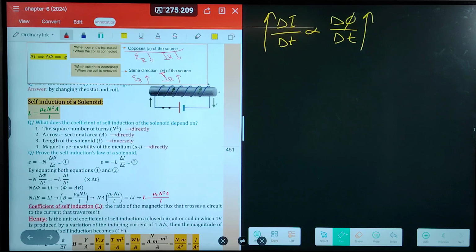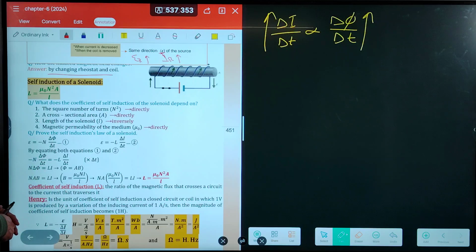What is the function of the rheostat or variable resistor? By changing the rheostat, how can we change the magnetic field? And how can we change the variation of the current? By the rheostat, we can change the amount of magnetic field.